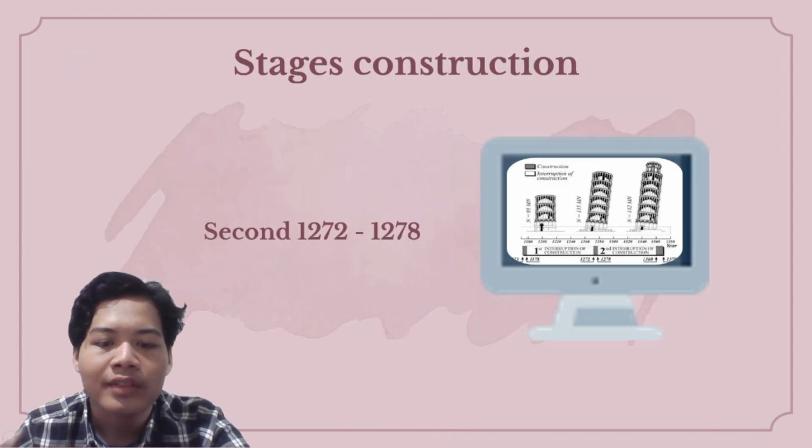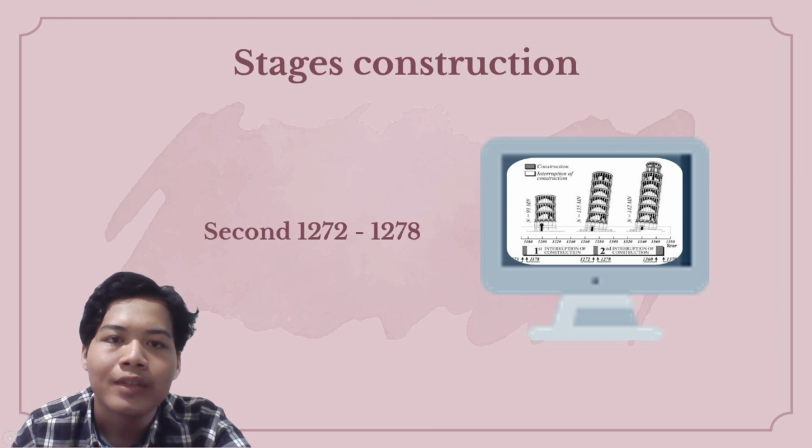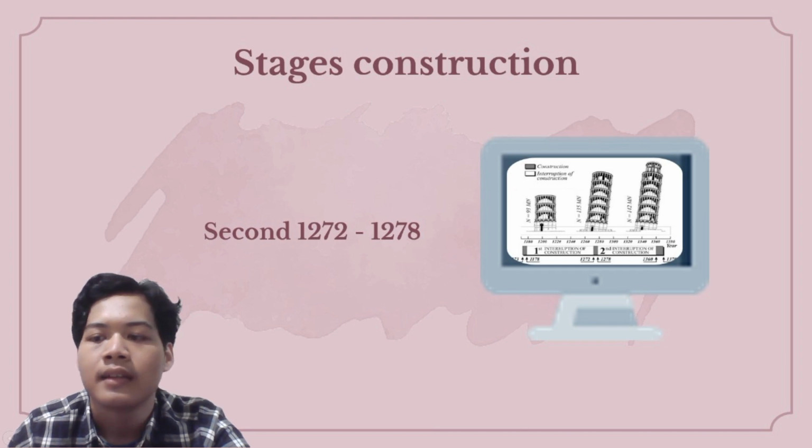The second stage of construction involved the addition of the first 3 floors, which were built with marble. The floors were designed with a series of arches and columns, giving the tower its distinctive appearance.